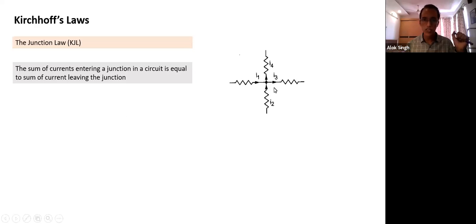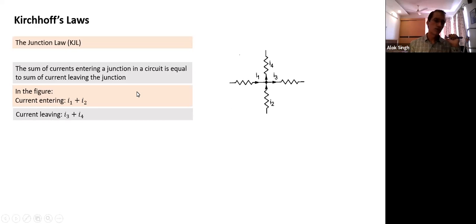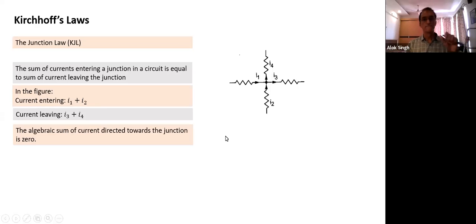Suppose a junction is given like this. This is part of the circuit. Here we find I1 and I2 are currents entering. So current entering can be written as I1 plus I2, and current leaving is I3 plus I4. These are the 2 currents which are going out of the junction. So this law simply says I1 plus I2 is equal to I3 plus I4, which is so intuitive that without the law also we could have done it. But Kirchhoff wanted to have his name somewhere, so he made this law and his name lives forever.